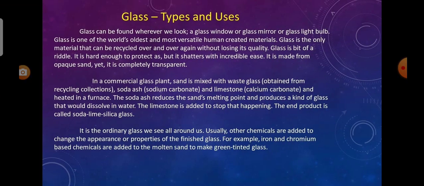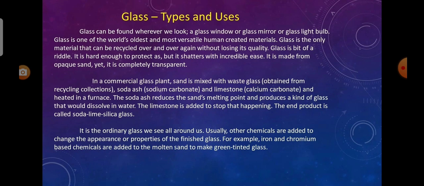Now we see about glass and its types and uses. Glass can be found wherever we look. A glass window, glass mirror, glass light bulb. Glass is one of the world's oldest and most versatile human-created materials. Glass is the only material that can be recycled over and over again without losing its quality.